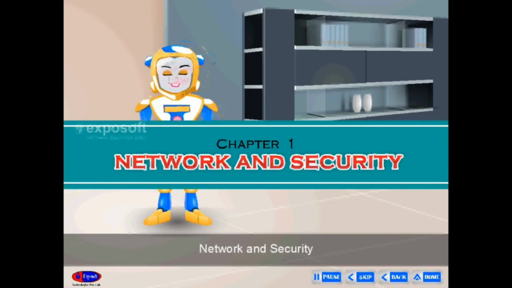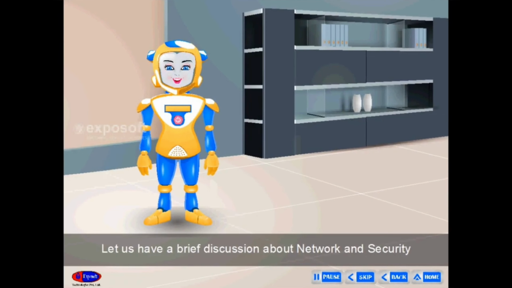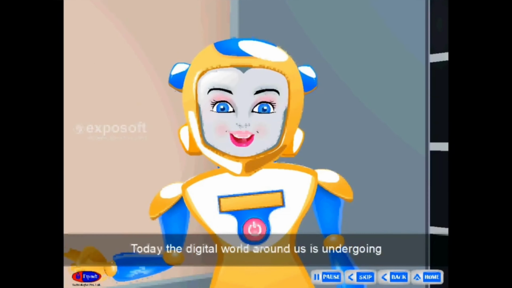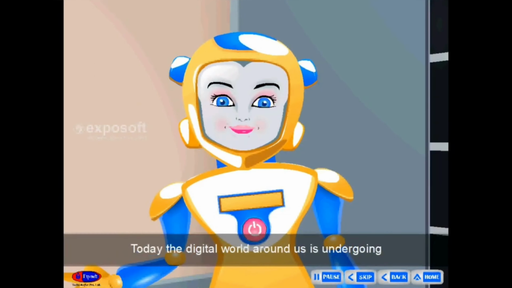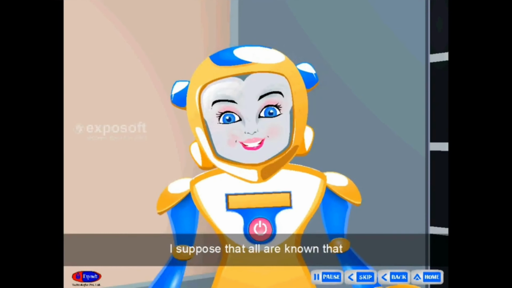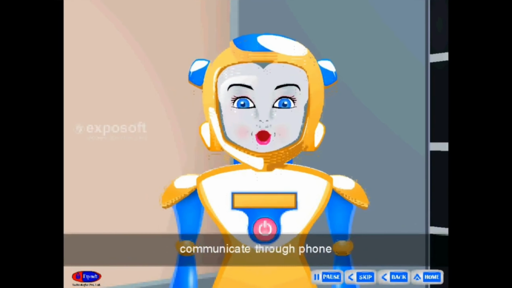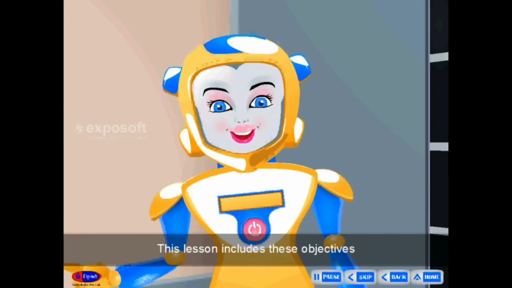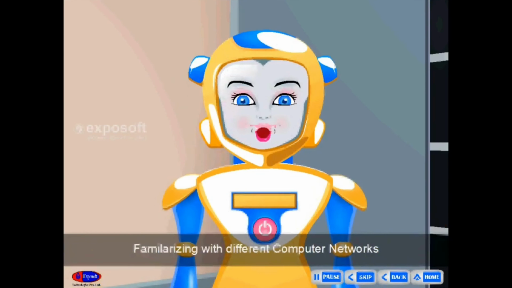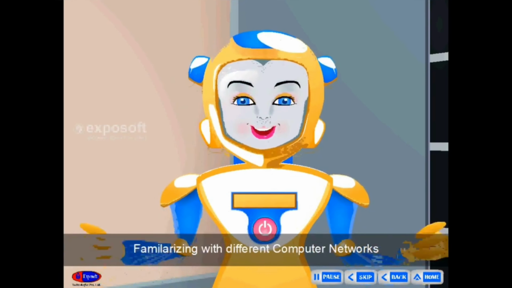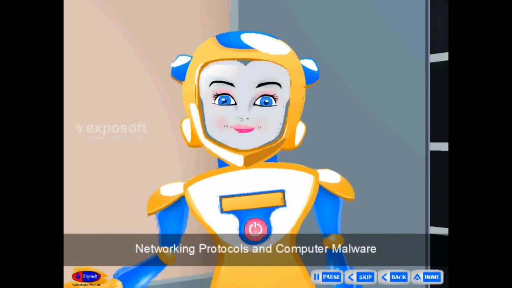Chapter 1. Network and Security. Guys, to begin with, let us have a brief discussion about networks and security. Today, the digital world around us is undergoing vast changes day by day. I suppose that all are known that telecommunication networks is used to communicate through phones. This lesson includes these objectives: familiarizing with different computer networks, networking protocols, and computer malware.